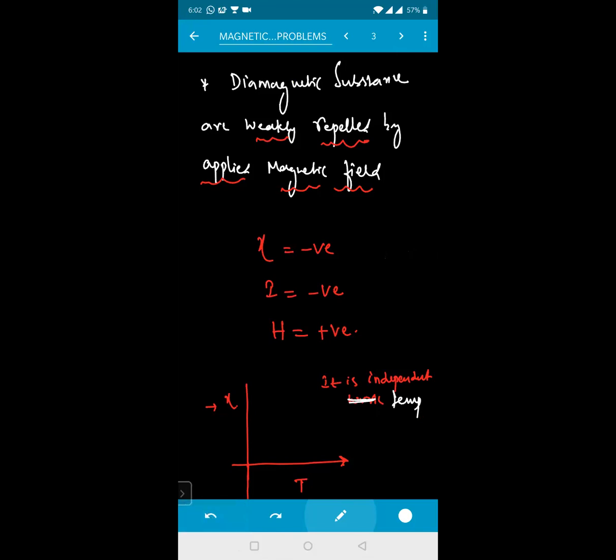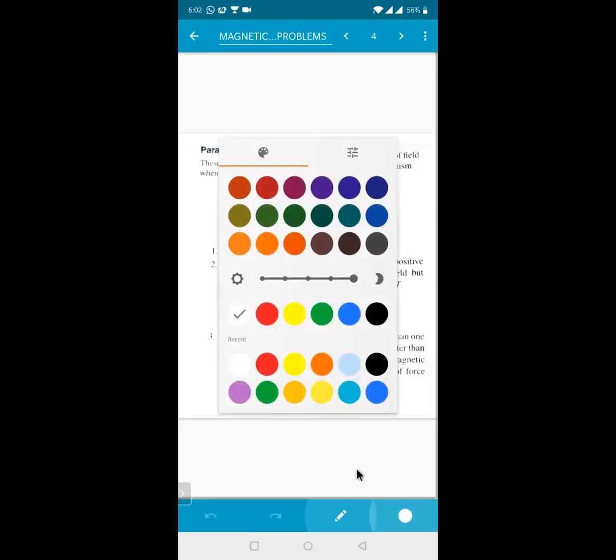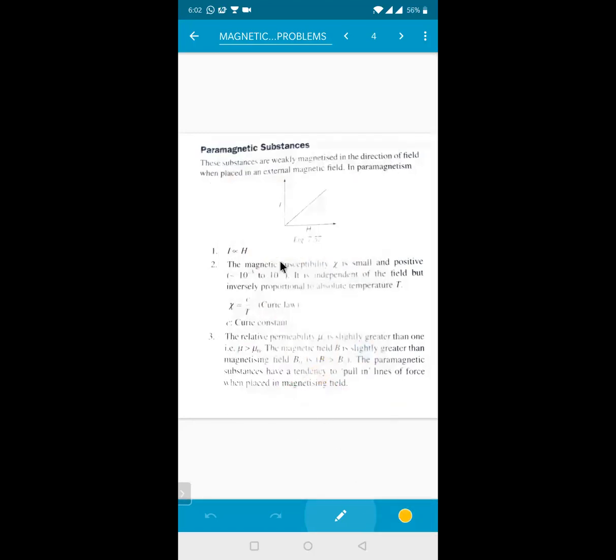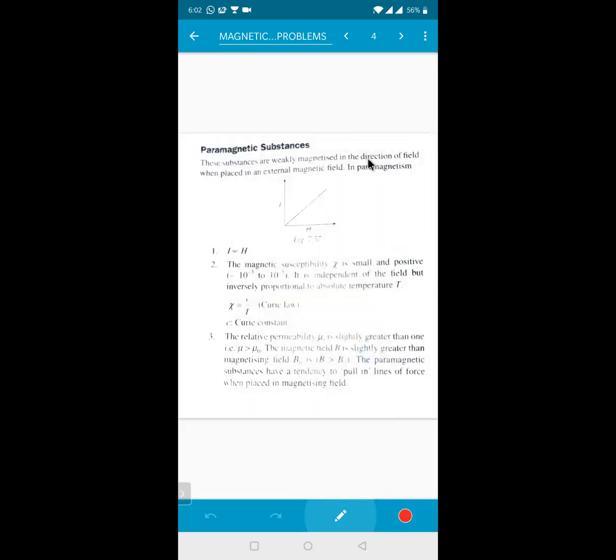Next one, paramagnetic substance. Paramagnetic substances are weakly magnetized in the direction of the field when placed in an external magnetic field, whereas diamagnetic substances are feebly magnetized opposite to it. These substances are weakly magnetized in the direction of the field when placed in an external magnetic field.